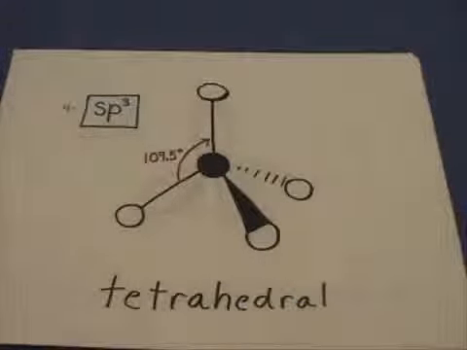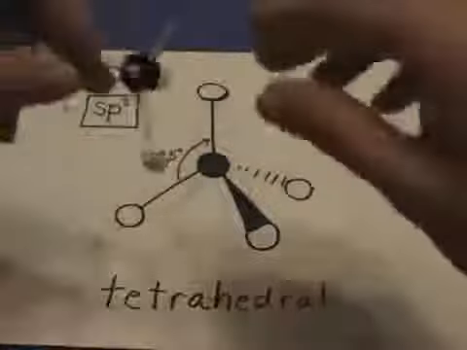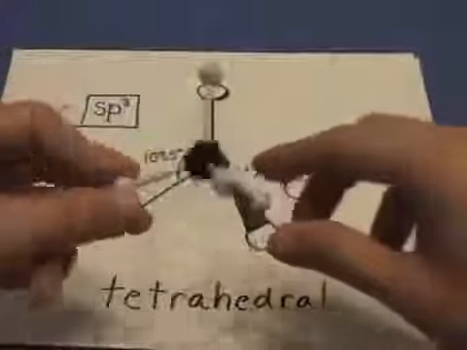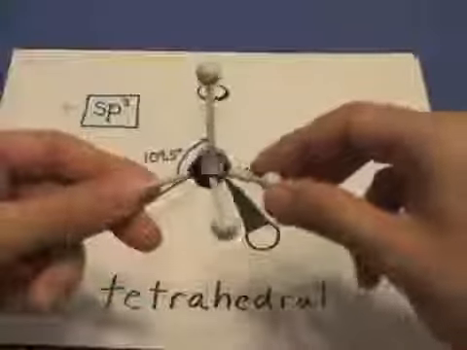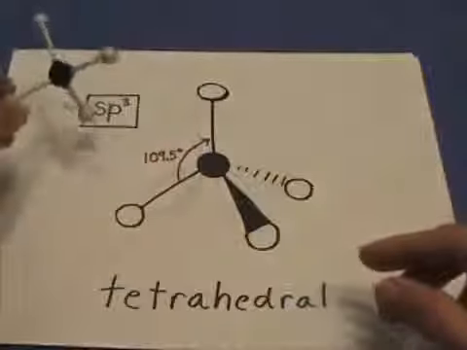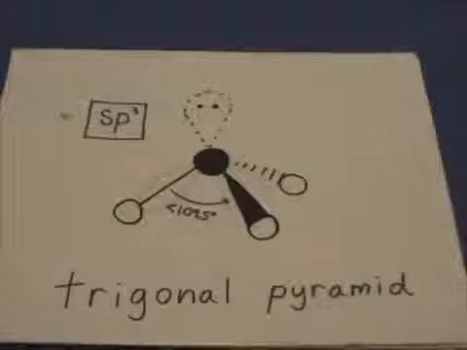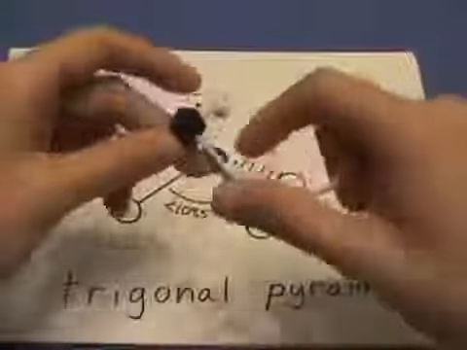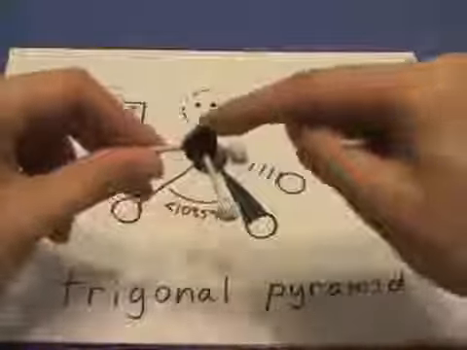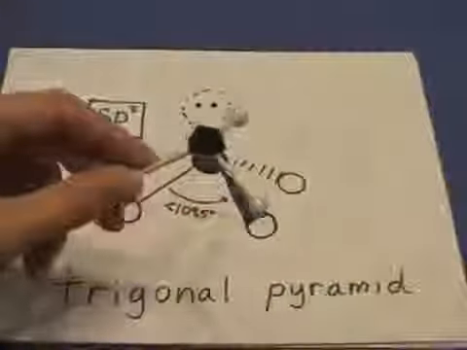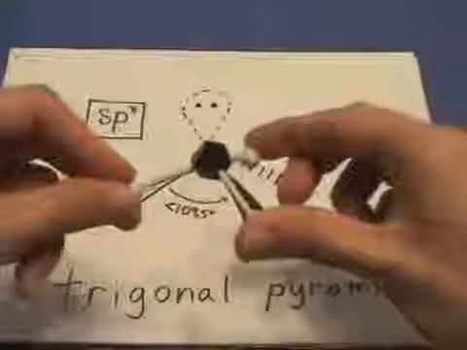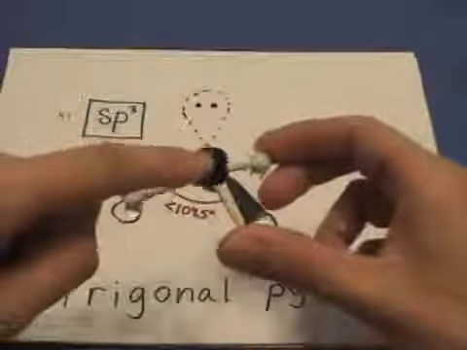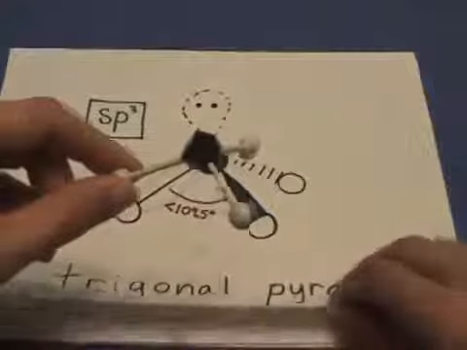With 4 sigma bonds and no lone pairs, the molecular shape is tetrahedral with a predicted 109.5-degree bond angle. sp3 hybridized. sp3. With 3 sigma bonds and 1 lone pair, the predicted angles are less than 109.5 degrees. This central atom is sp3 hybridized.